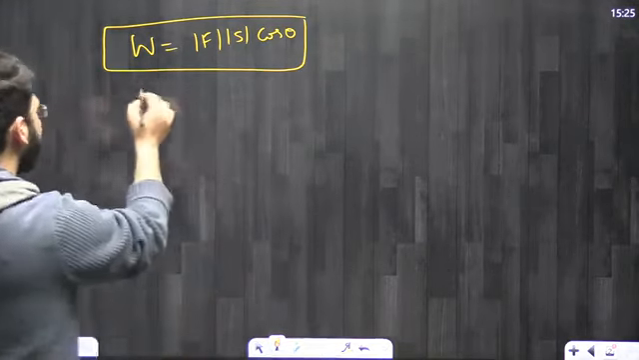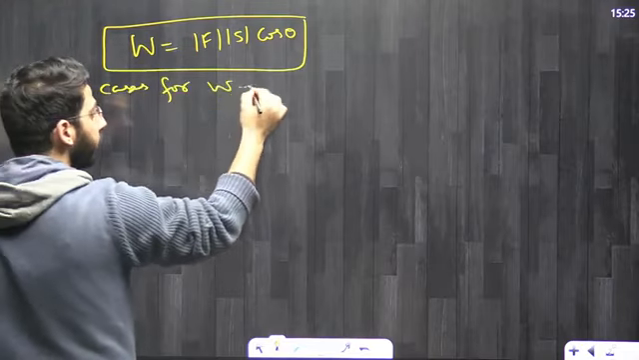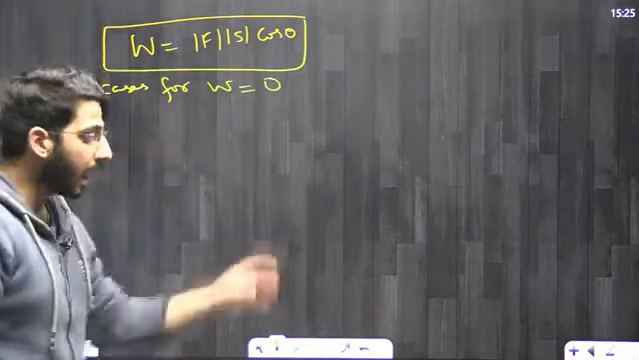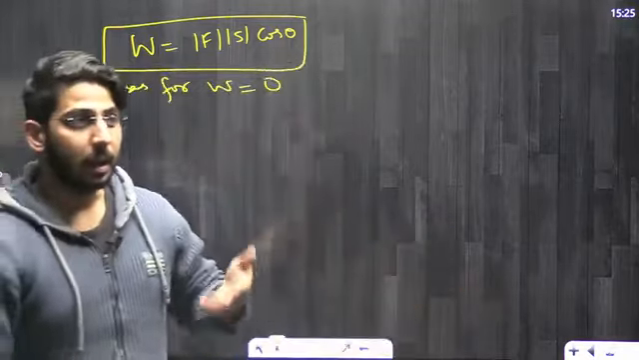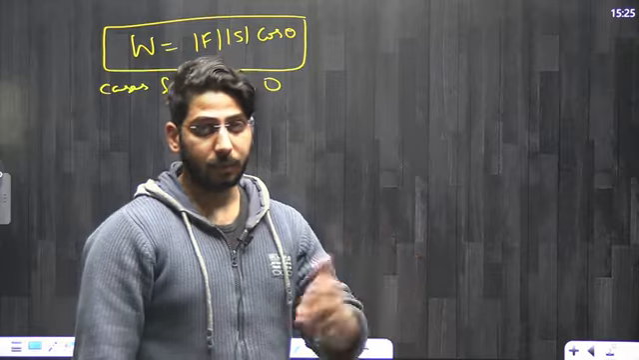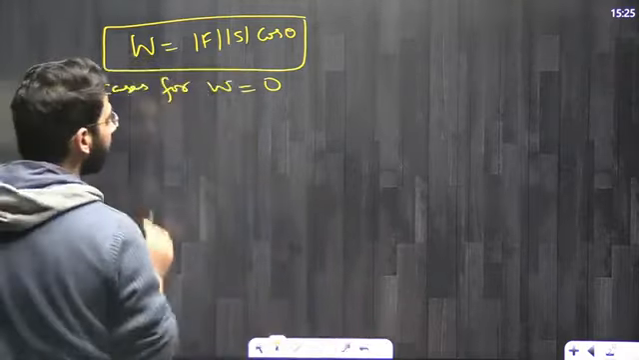Now let's first talk about cases for work to be 0. For W equal to 0, work done to be 0. Why am I discussing this separately? Because when work done becomes 0, it helps in solving many types of numerical problems that we'll be seeing in the further classes. So, cases for work done to be 0.